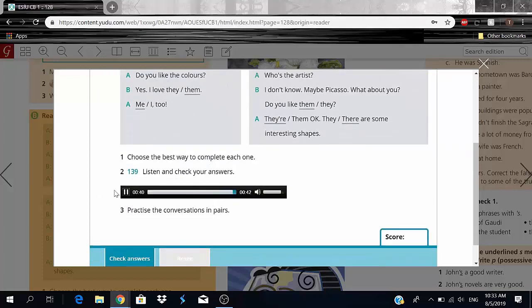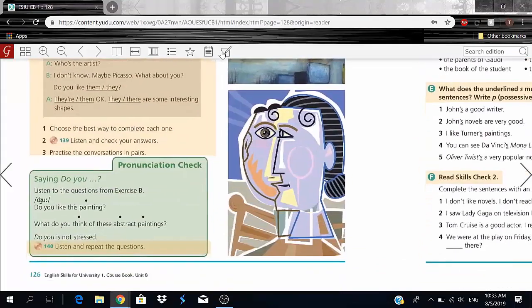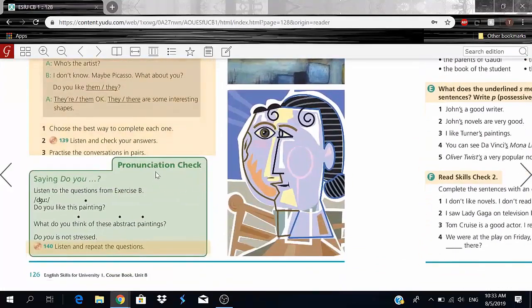Okay, some simple stuff right there. Now let's move on down here. What do we have here? Oh, here we have the pronunciation check and saying do you. And obviously you guys know when I use the words do and you, we're probably asking a question. Okay, so let's actually open this. Let me actually just do this first.